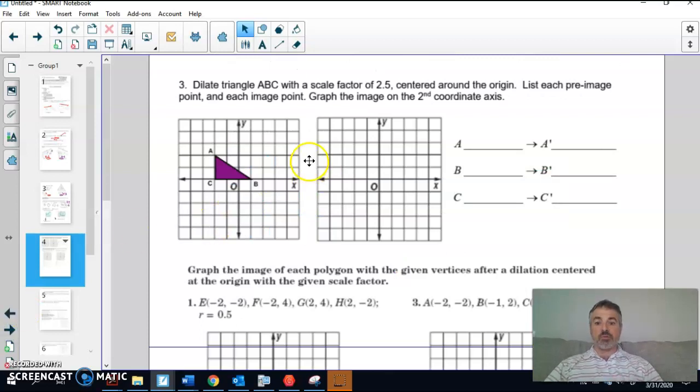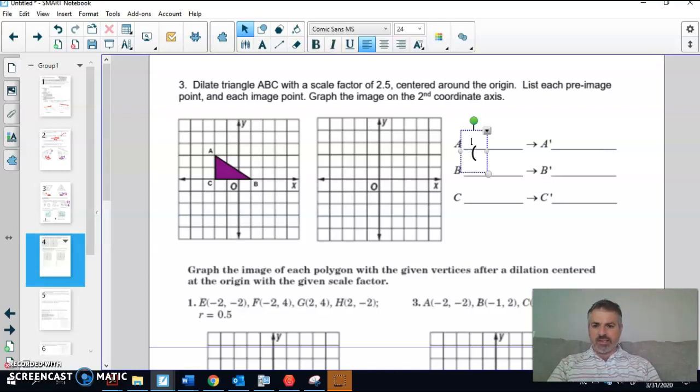Over here on this next one, to draw the dilation here. So dilate triangle ABC. This is my pre-image with a scale factor of 2.5. So this is the first time I had to do this. So the first thing I'm going to do is come up with the ordered pairs for A, B, and C. So I'll do that real quick.